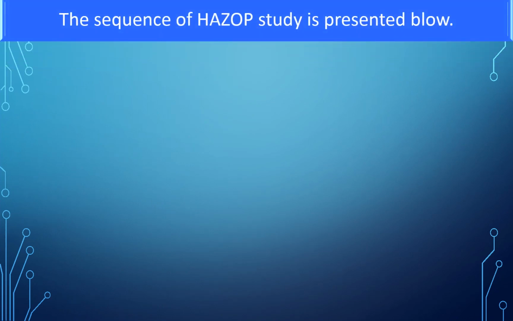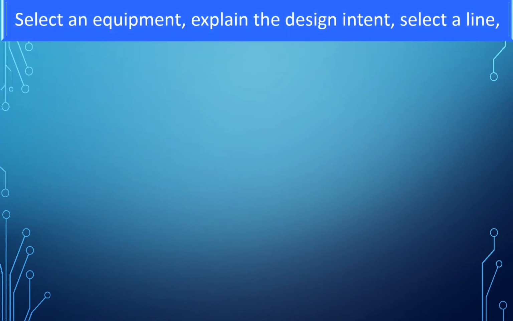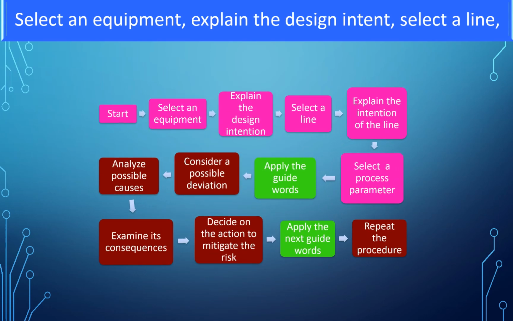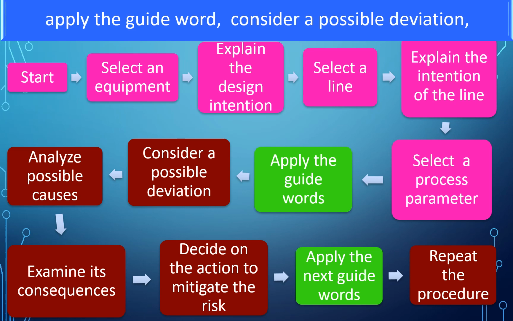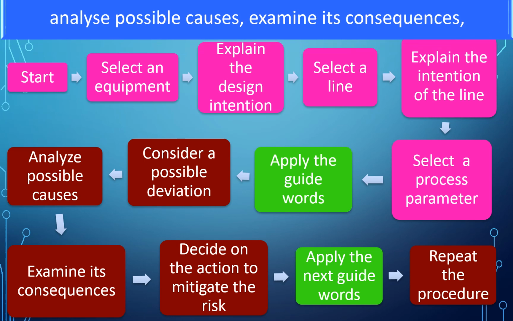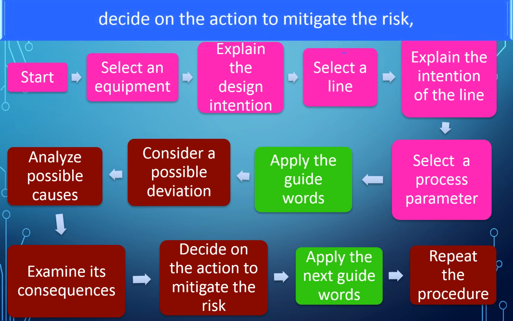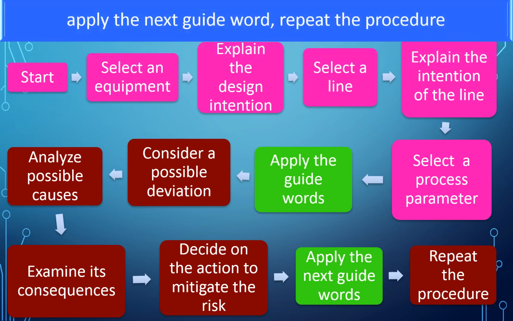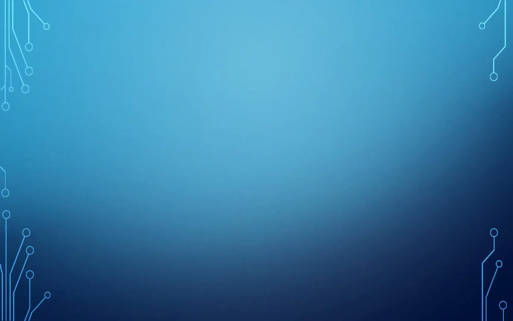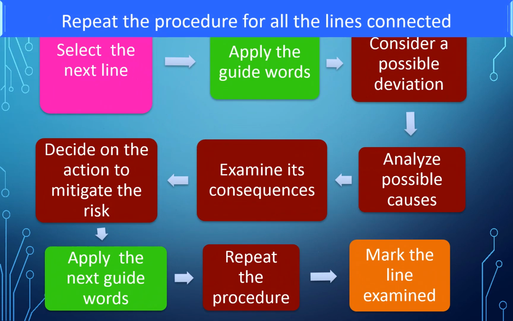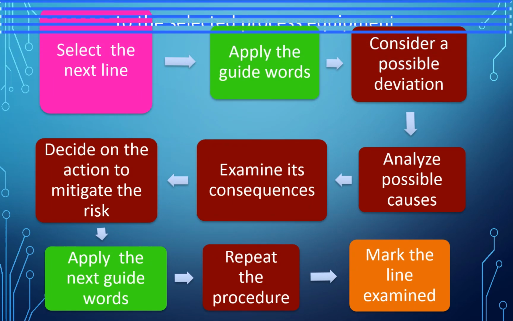The HAZOP sequence is presented below. Select an equipment, explain the design intent, select a line, explain the intention of the line, select a possible parameter, apply the guide word, consider a possible deviation, analyze possible causes, examine its consequences, decide on the action to mitigate the risk, apply the next guide word, and repeat the procedure. Repeat the procedure for all the lines connected to the selected process equipment.